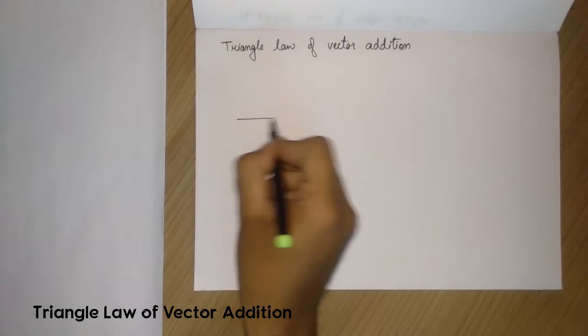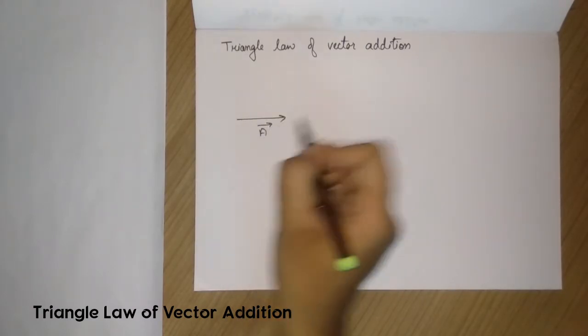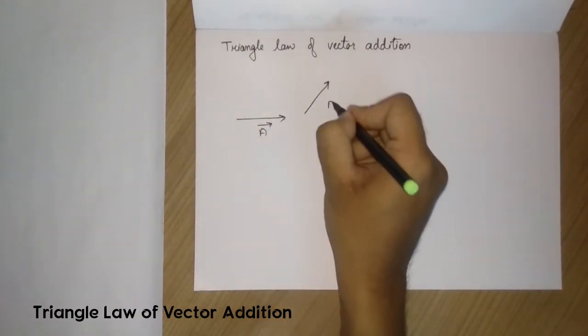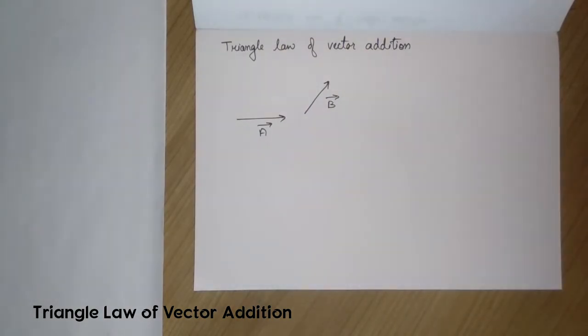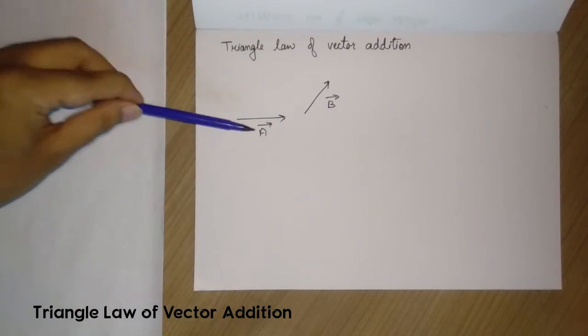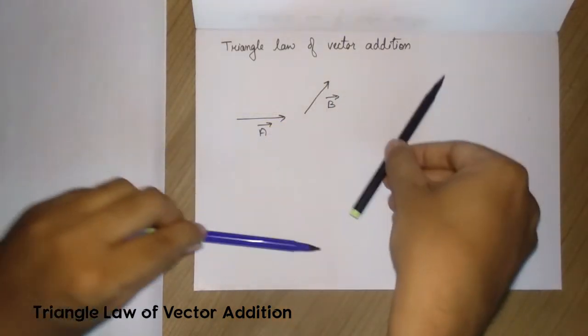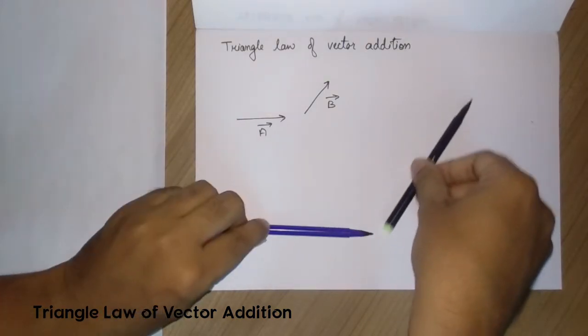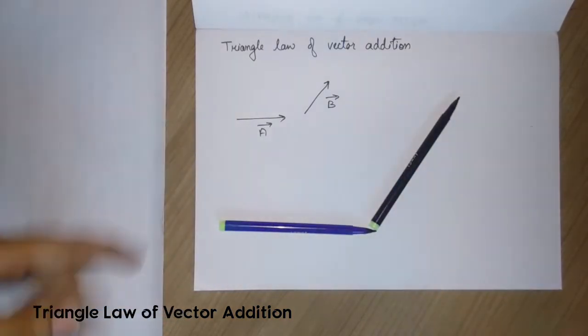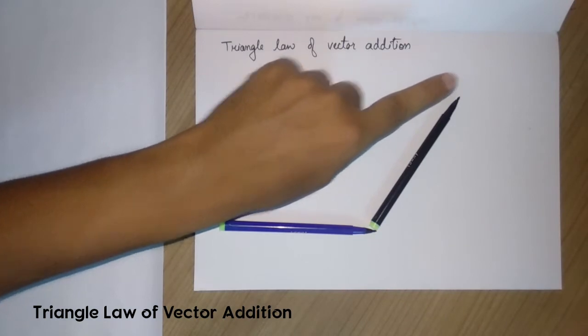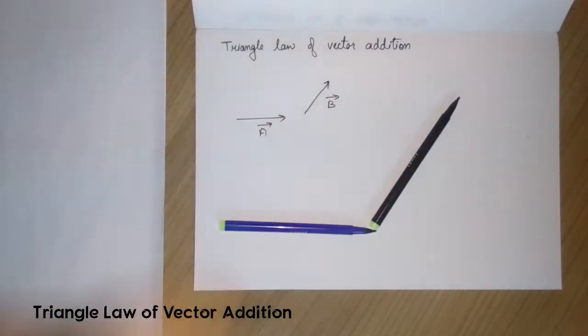Suppose there are two vectors, vector A and vector B. Now we need to add these two vectors. Adding these two vectors would give us a resultant vector in another direction. It is quite clear. See, this is one vector and this is another. If you add these two vectors, then you can clearly see the resultant would be in this direction. Resultant would be in this direction.